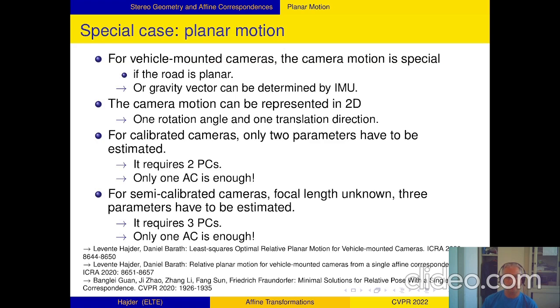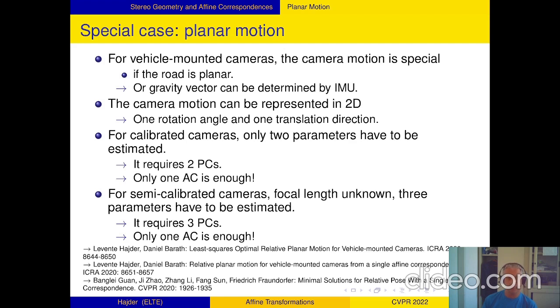A special case of pose estimation is planar motion, which can be used, for example, for vehicle-mounted cameras. In that case, the camera motion is planar. Also, it's a special case when the gravity vector is known. Then the camera images can be rectified. In those cases, the camera motion can be represented by 2 parameters: 1 rotation angle, which gives the rotation around the vertical axis, and 1 translation direction.